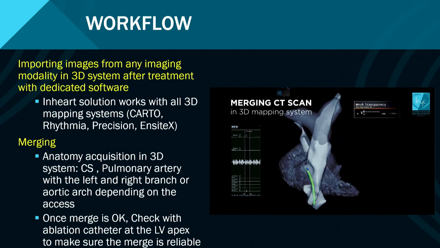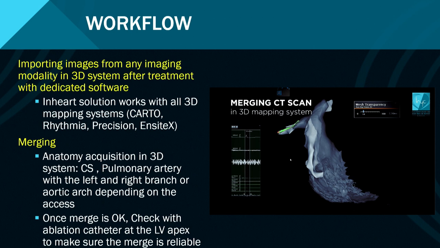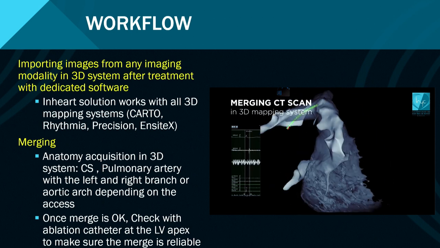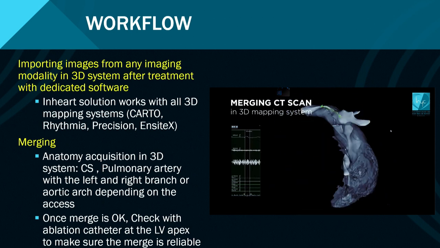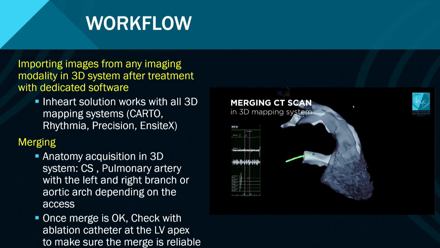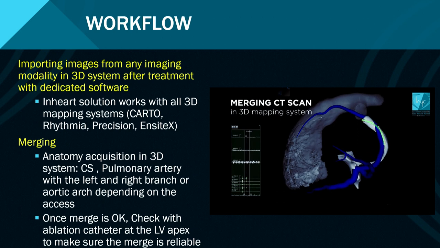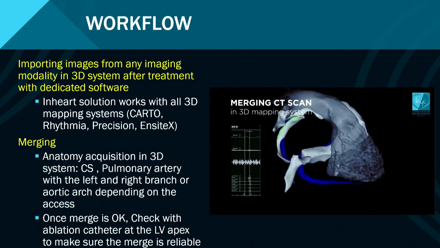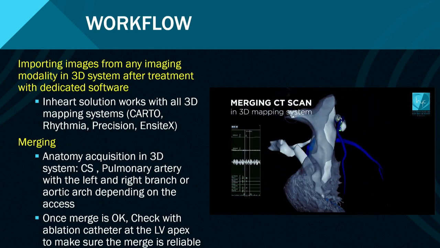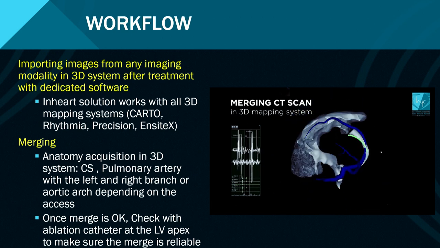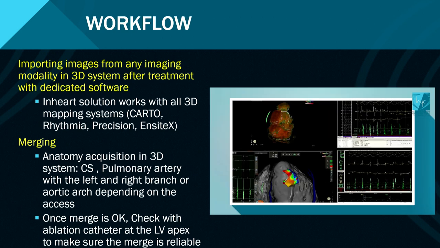So the merging is an important part. If you go retrograde aortic, it's pretty easy. You take the aortic arch, and it does the job pretty well. If you go transseptal, then things are a little bit more complicated. The LA or right atrium are not very good because they are not moving the same way as the ventricle, so for merging, it's not ideal. So when we go transseptal, we take the pulmonary artery bifurcation and the coronary sinus. It gives us different landmarks in three dimensions to get a good merge.